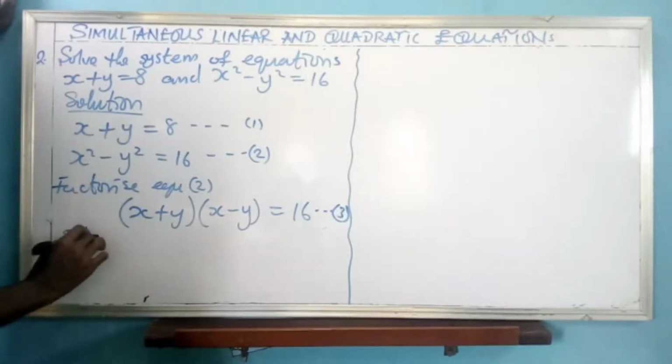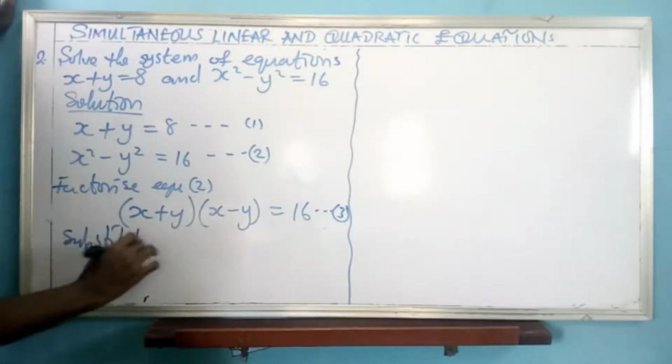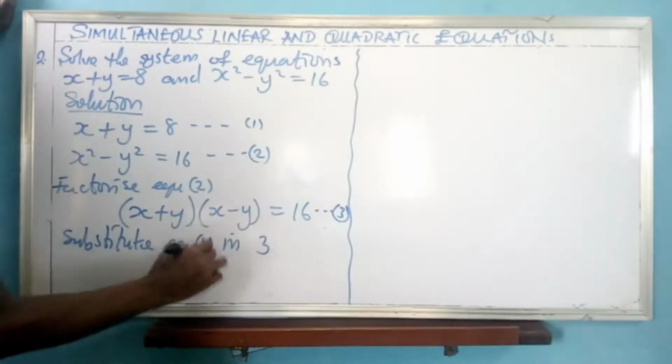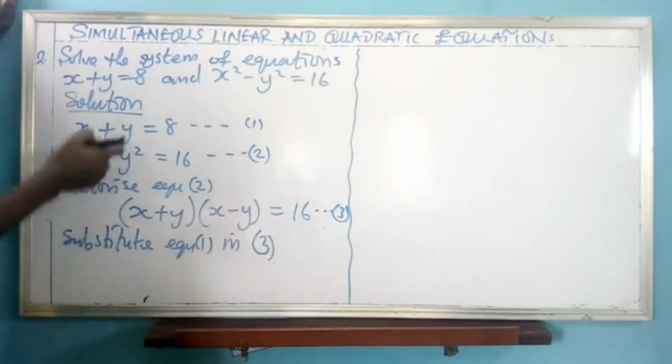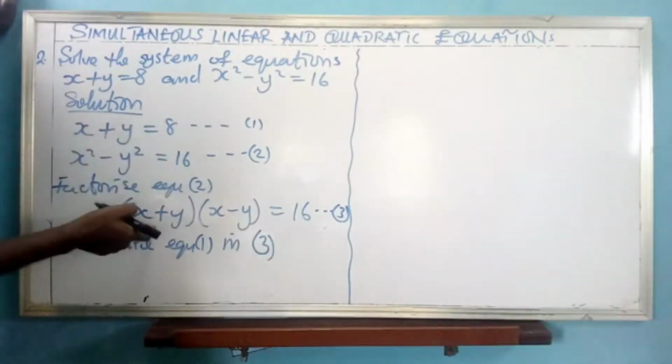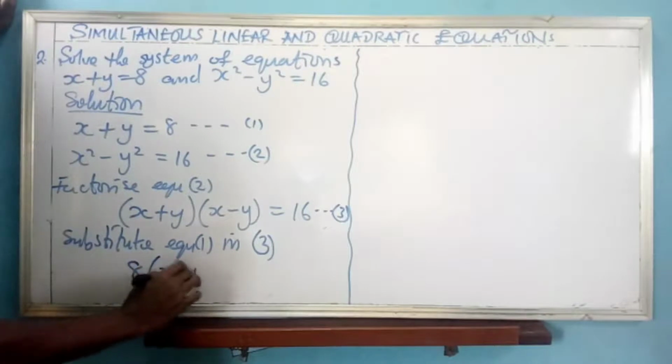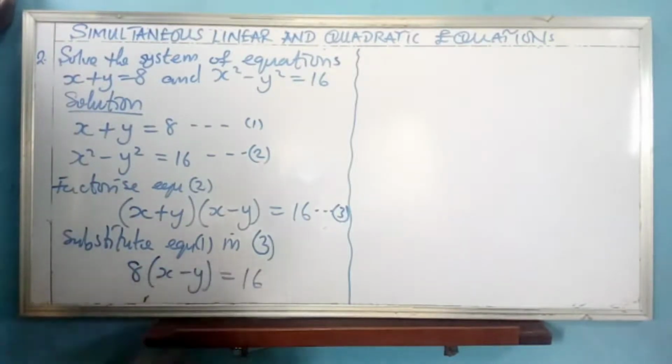Substitute equation 1 in 3. Do you see it now? Fine. So when we see x plus y equals 8, just go and put 8 there. So we now have 8 into brackets x minus y equals 16. Is it clear to that end? Now the next thing is you open the brackets.